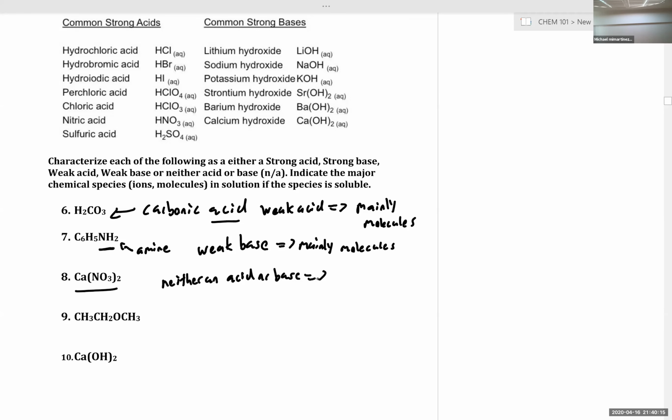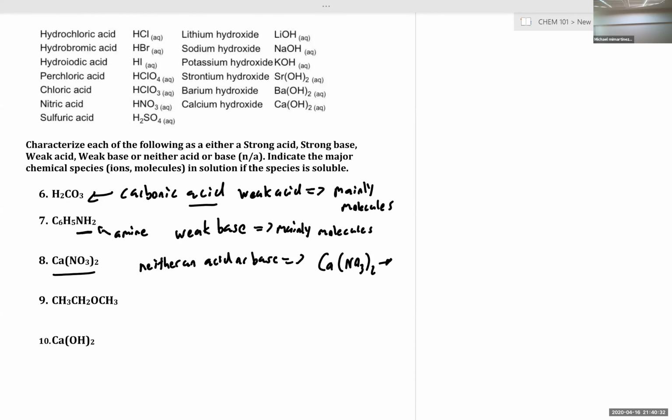Now, what is the major species in solution? If we have calcium nitrate, will it break up to yield ions, or will it stick together as a molecule? If it's a soluble ionic compound, will we have mainly ions or molecules in solution? Ions, exactly right. So we have calcium 2+ and 2 nitrate ions in solution. Wonderful. Let's look at question 9 now.